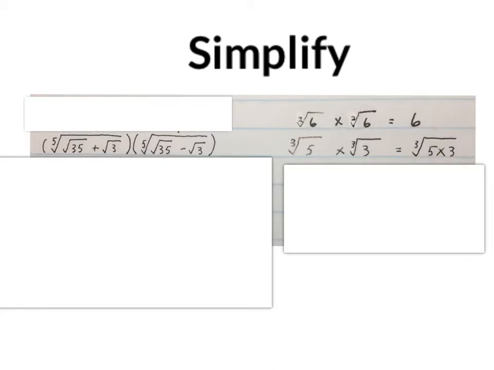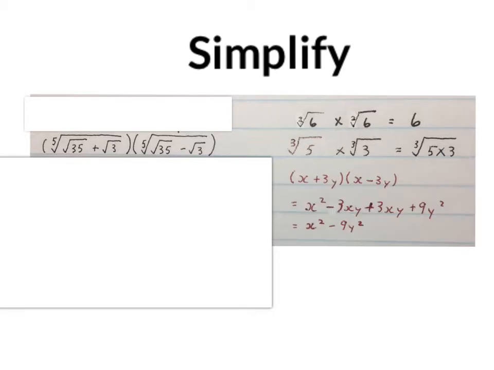If you times the cube root of 5 times the cube root of 3, you can put one cube root and put the 5 times 3 underneath. And you must know, if you have x plus 3y times x minus 3y, the middle terms will fall away. X times x is x squared minus 3xy plus 3xy. And then minus 9y squared, and then minus 3xy plus 3xy, mean there will be no middle term here. So this times this will give you x squared minus 9y squared. Please stop the video and get your brain around this.